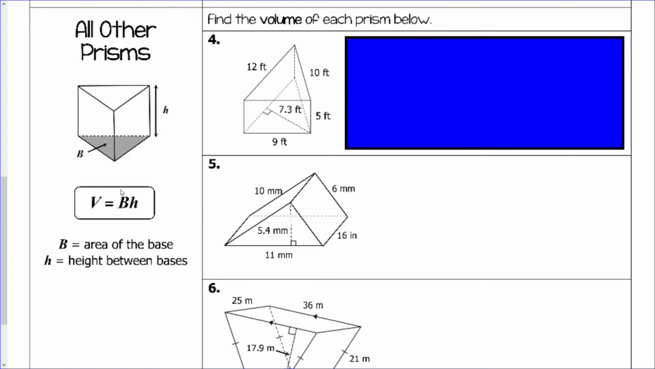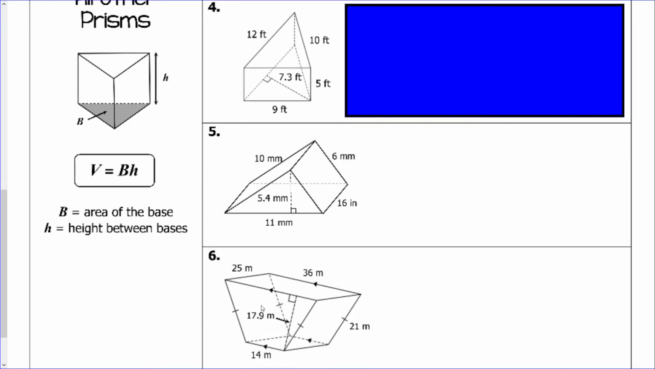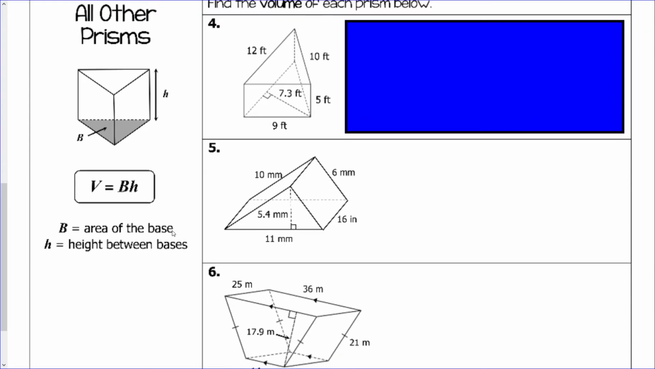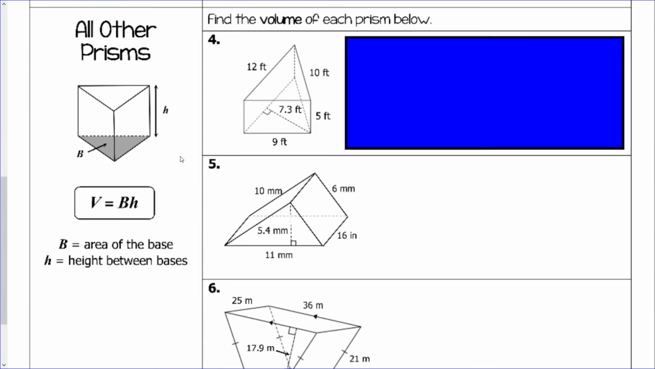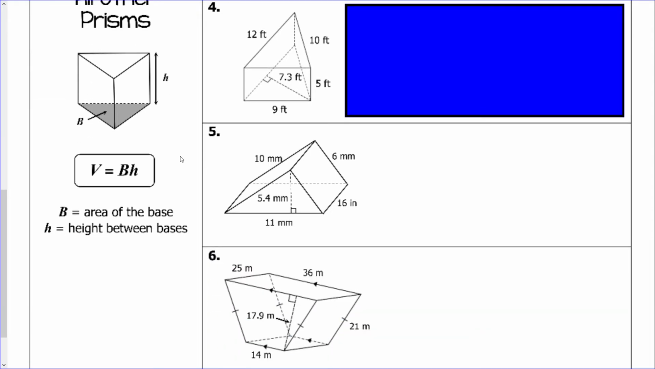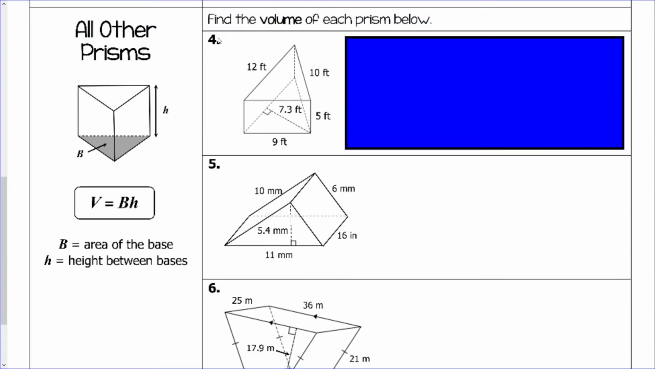So area of the base times the height. The formula you use for the base might be a little different depending on whether we're talking about a triangular prism or a prism like number 6 down here, which is a trapezoid prism. And you could have other kinds. Even the rectangular prism actually works this same way. But you're finding the area of that base first, and then multiply it by the height. All right, so we'll do the example number 4 here.